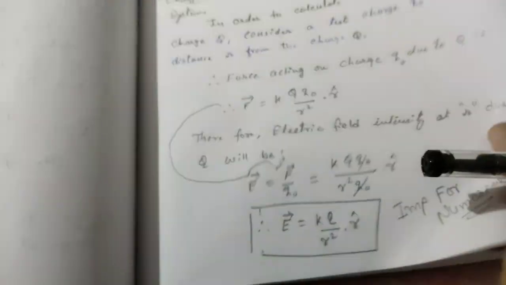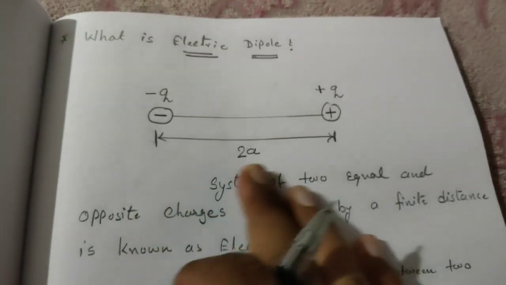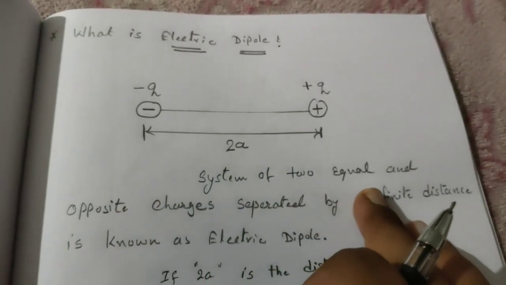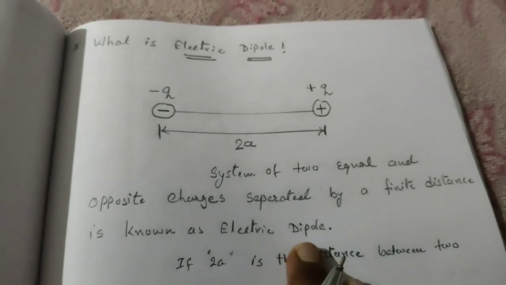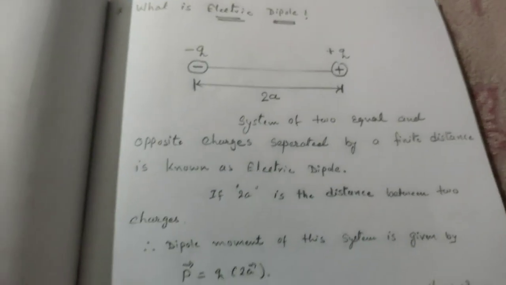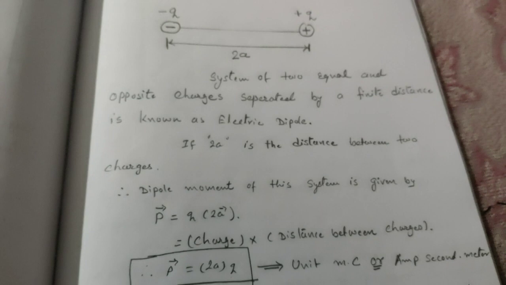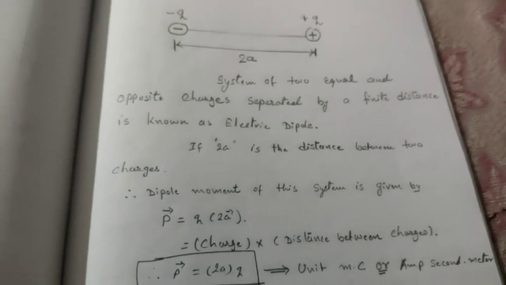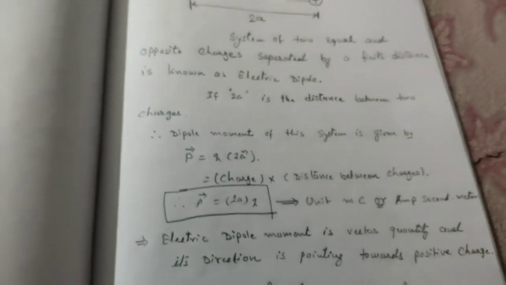Then after that we saw the electric dipole. Electric dipole means what? A system of two equal and opposite charges separated by a finite distance is known as an electric dipole. Over here I told you that the resultant electric field will be zero, but for separate charge particles we have electric field. Okay, fine.